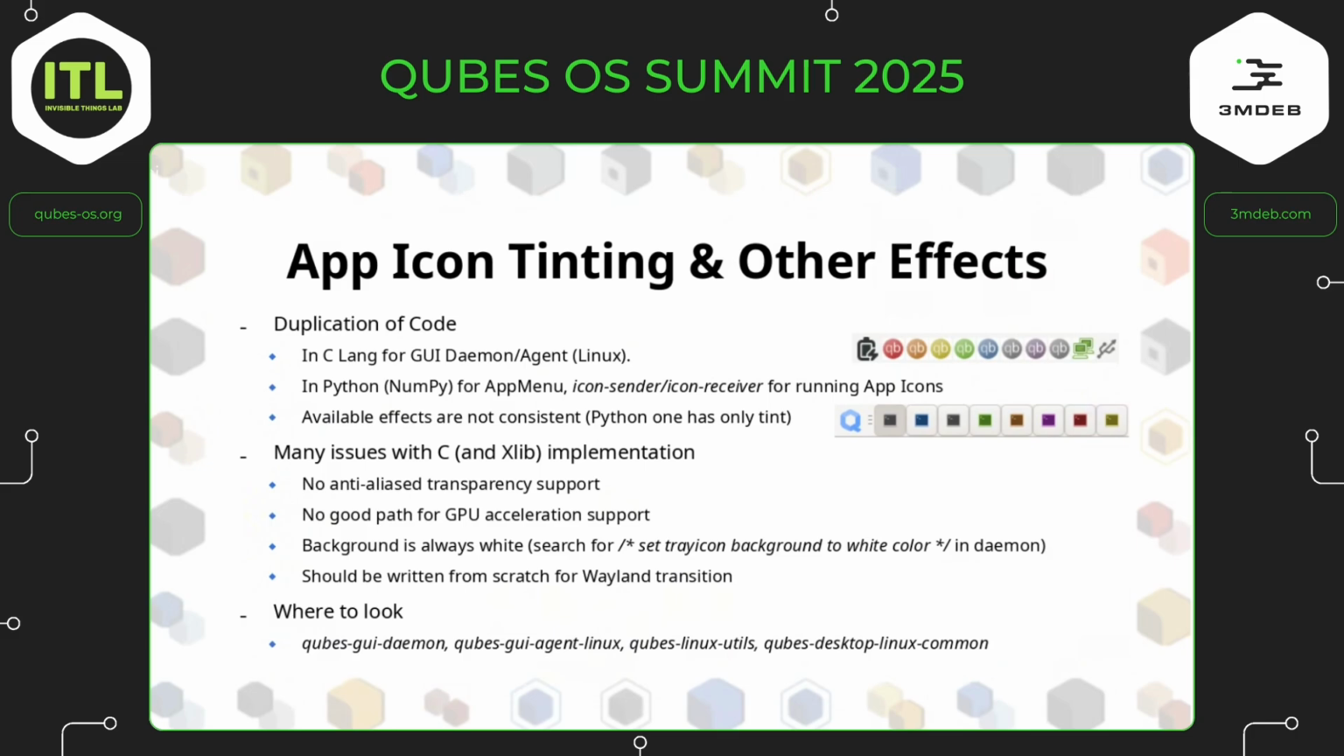App icon, tint, and other effects. It's done in two places. One is written in C language for sister icons, part of GUI agent and daemon. And then we have a Python implementation for everything else. And there are issues with the C implementation. While it supports more effects than tint, many of those effects are broken.